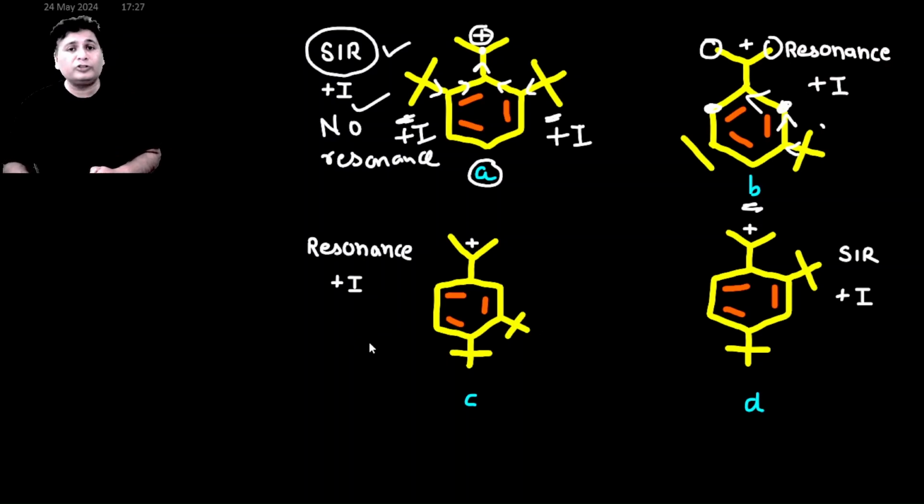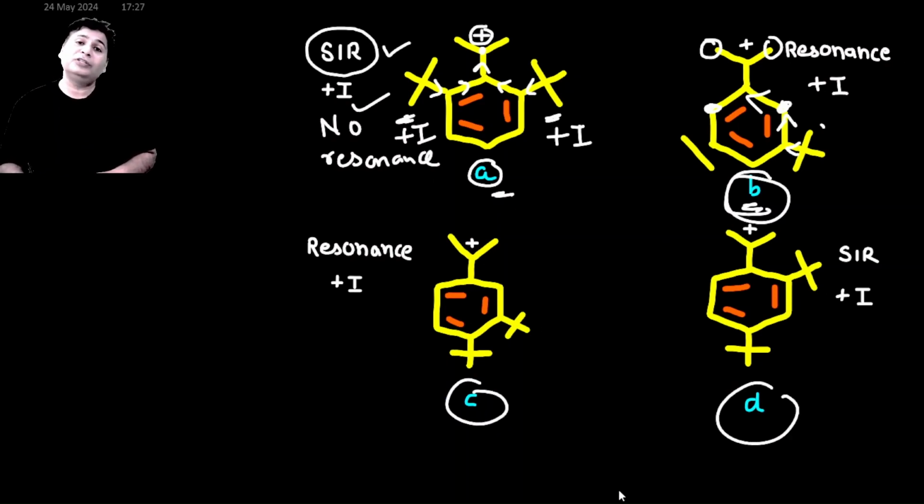And if you take resonance stabilization, that stabilization is present for just two options, option B and option C. A and D are both devoid of resonance stabilization, so obviously A and D are going to be on the rear side, they are not the leaders, and B and C are the superior carbocations. Now to compare B and C, you have to understand the inductive effect.